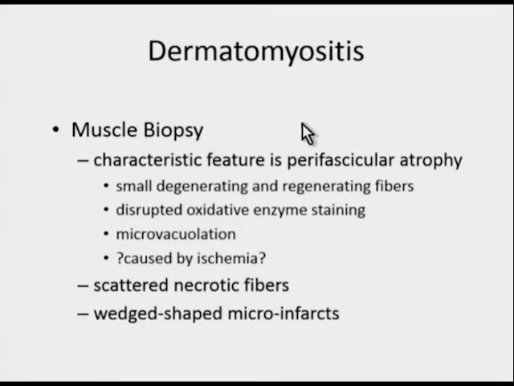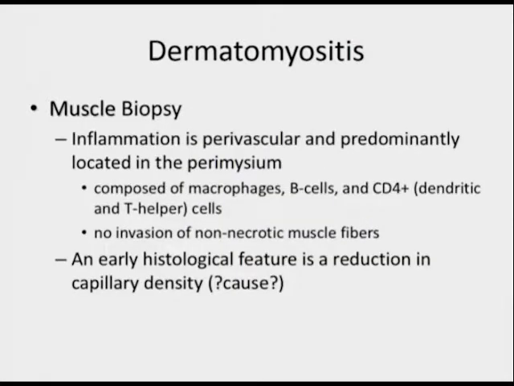The muscle biopsy characteristically shows perifascicular atrophy, which is made up of small degenerating and regenerating fibers. There's disrupted oxidative enzyme staining there and microvacuolation. It's often been thought that this is caused by ischemia, although it's not clear that that's the case. But there are other features that suggest ischemia, such as scattered necrotic fibers and wedge-shaped microinfarcts. Inflammation tends to be perivascular and is primarily located in the perimysium and is composed of macrophages, B cells, and CD4 positive dendritic and T helper cells. There should be no invasion of non-necrotic muscle fibers by inflammatory cells in this disorder, in contradistinction to polymyositis, which I'll show you in a minute.